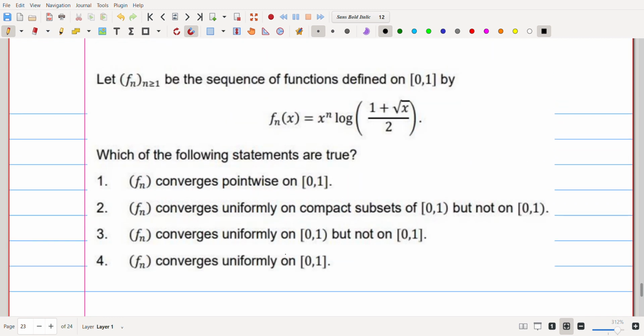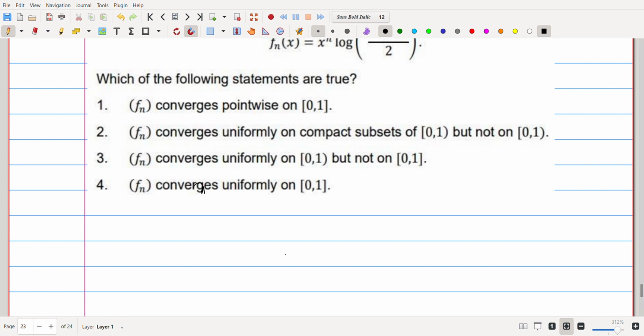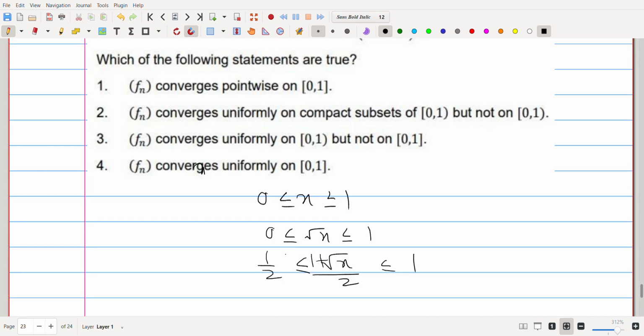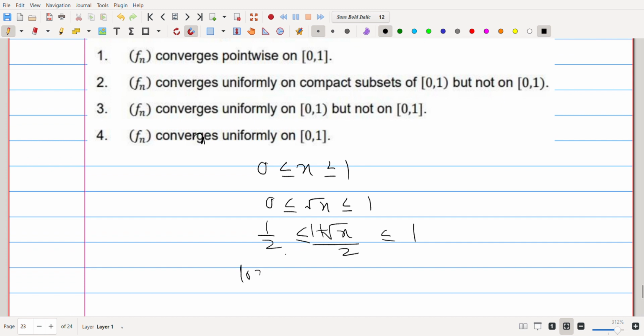Okay, move to the next one, and I hope there are only two questions left. Let f_n be a sequence of functions defined on the closed interval [0, 1] by f_n(x) equals x to the power n times log of (1 plus root x) by 2. For x between 0 and 1, 0 is less than or equal to root x, which is less than or equal to 1, so (1 plus root x) by 2 is less than or equal to 1.